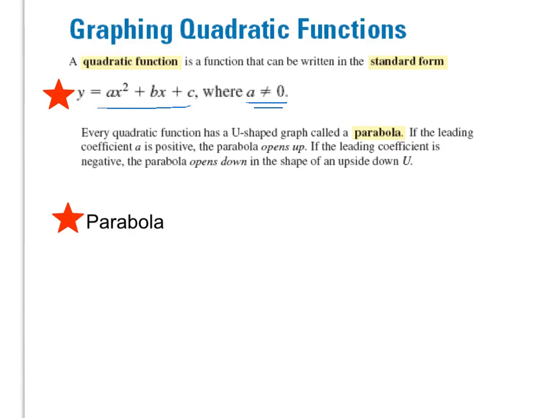The graph of every quadratic function is a parabola. It's a U-shaped graph if it opens up, or it can be an upside down U if it opens down. How it opens is determined by the leading coefficient. And leading coefficient, remember, means the coefficient of the highest degree term, in this case, x squared. So whatever that a is, if it's positive, the parabola is going to open up. If it's negative, the parabola will open down.